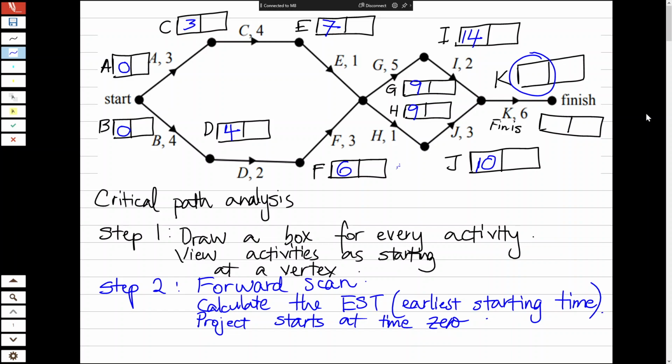14 plus 6 is 20. 14 plus 2 is 16. Oh, it's 22. 10 plus 3 is 13. So we're going to use 16.